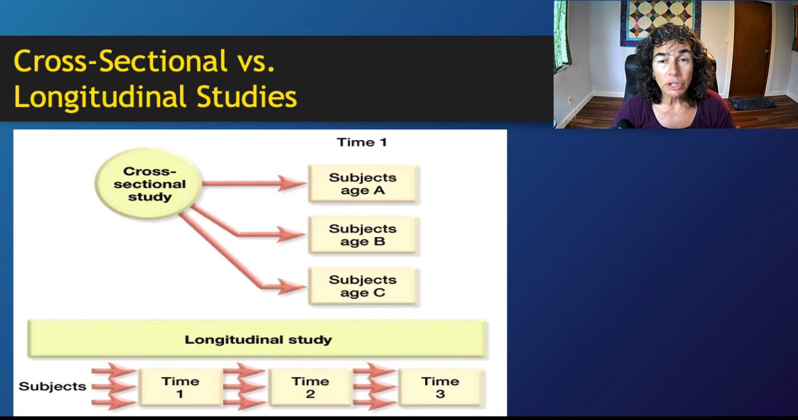In a longitudinal study, we have our group of subjects or participants. We measure them at time 1, time 2, time 3, right? So cross-sectional is one point in time. Longitudinal is over a long period of time. And in cross-sectional studies, we could have a new sample of people each time we do the study, but in a longitudinal study, we have to have the same people over time. Makes sense, right?